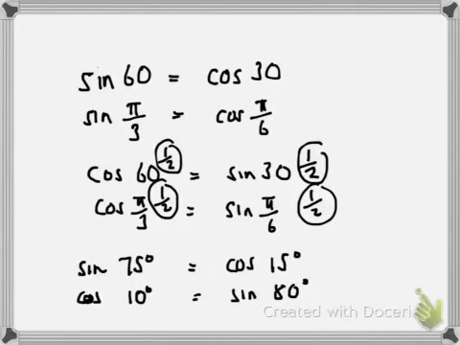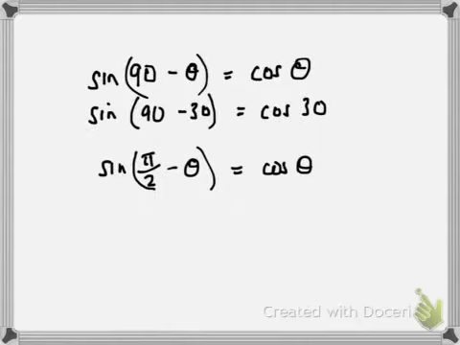And that pattern keeps on going. For example, sine 75 equals cosine 15. Cosine 10 equals sine 80. Can you see a pattern there? Can you see a relationship between those two? If you're not sure, you can pause this video now and try them on your calculator. Switch your calculator to degrees mode, and you'll see that sine 75 is exactly the same as cosine 15.